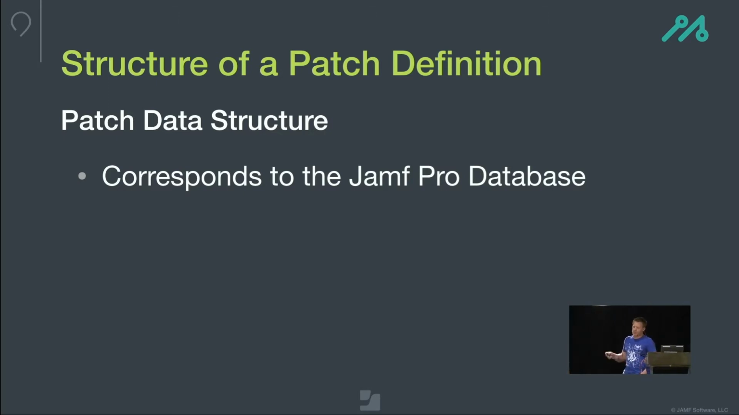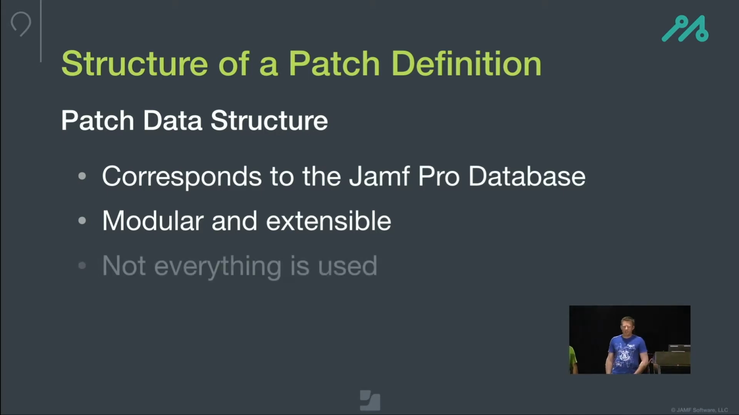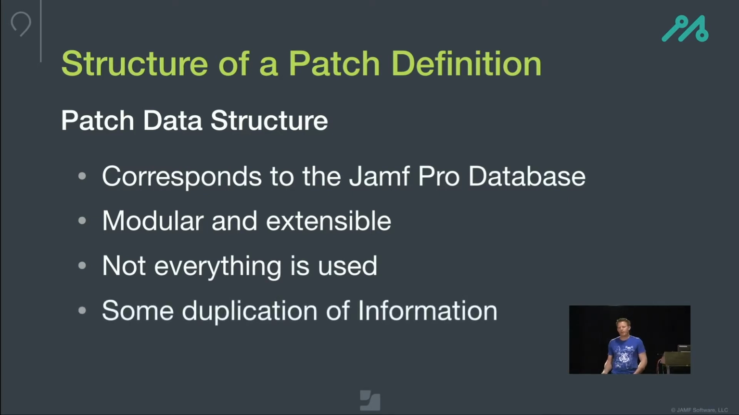That structure corresponds to how it's stored in the Jamf Pro database, so the objects in the patch definition all marry up to the Jamf Pro database. It's very modular and very extensible, so you can do a lot with it and scale it quite well. As I've indicated, not everything is used, and on the surface there seems to be a lot of duplication of information, but some of those elements in the patch definition are used for reporting purposes or just to make it human readable in the UI, whereas others are used for programmatic purposes in the back end.